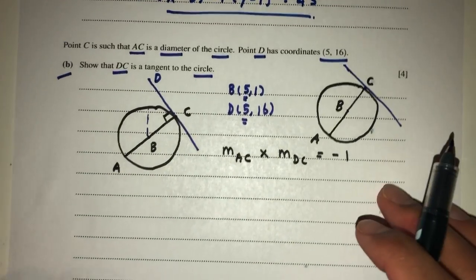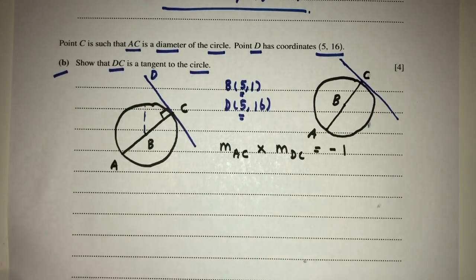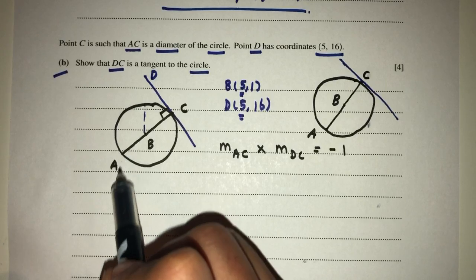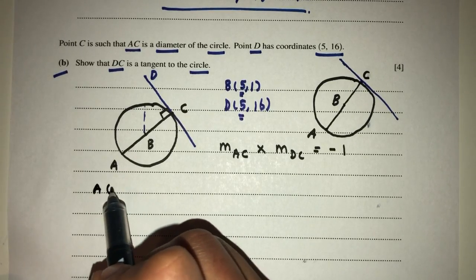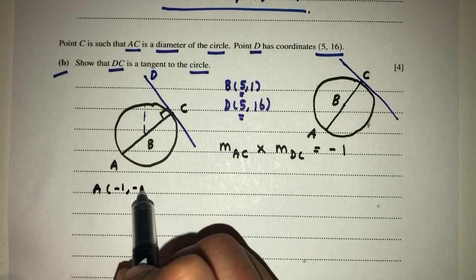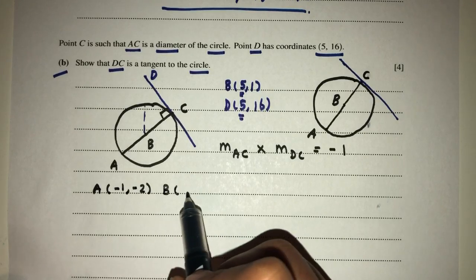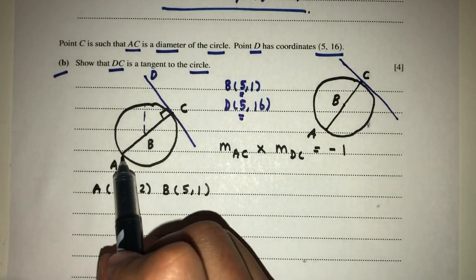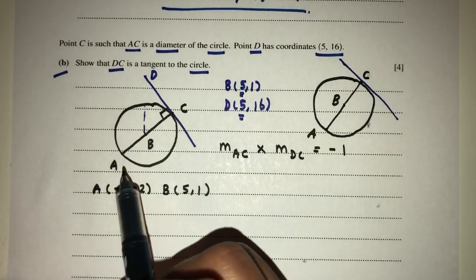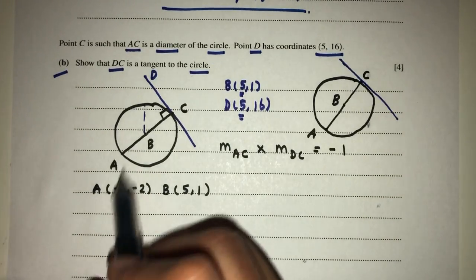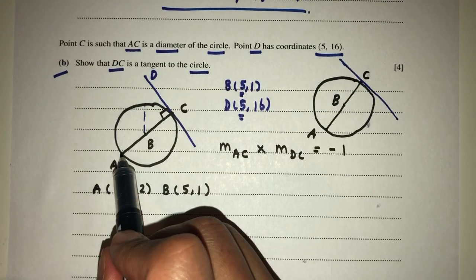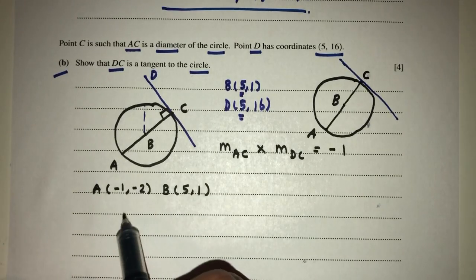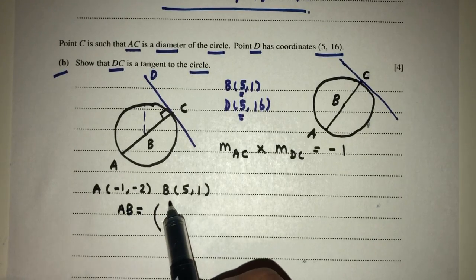So right now, what do we have? We have the points. What is the point C? So we have to first find the point C. Pretty easy. The point A is given to you by (-1, -2). And the point B is given to you by (5, 1). So how do we move from A to B? We have to go from -1 to 5, so I have to move 6 places.